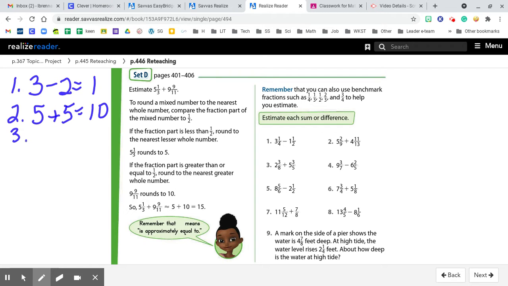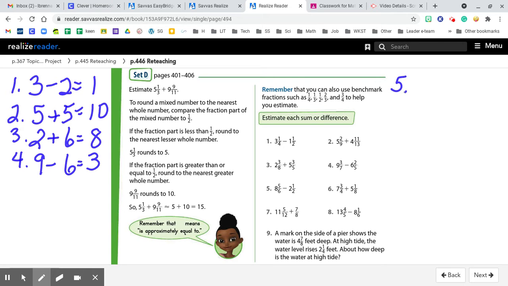2 3/8 is closer to 2. 4/8 would be at half, so 3/8 is less. So we say closer to 2 on that one. And 5 3/5 would be closer to 6. So we'll put that at 8. Number 4, 9 3/7 closer to 9. 6 2/5 closer to 6. We get a 3 on that one.